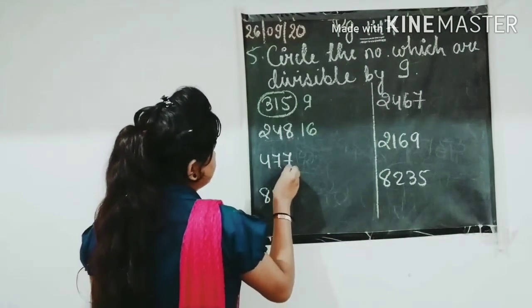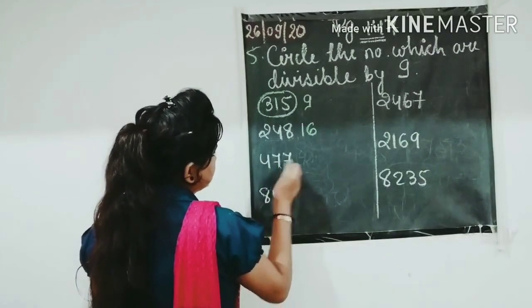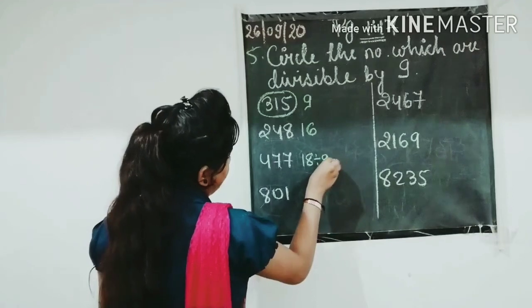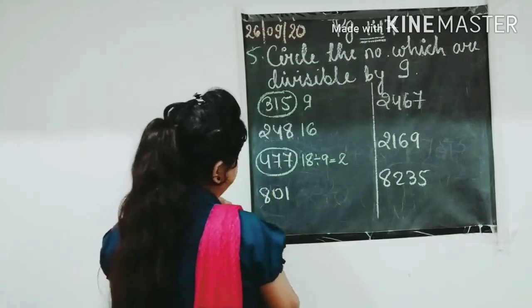Next number is 477. 7 plus 7 is 14. 14 plus 4 is 18. 18 is divisible by 9. So circle the number.